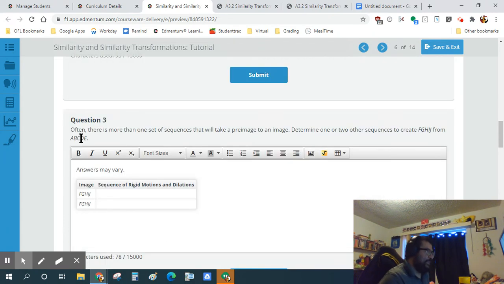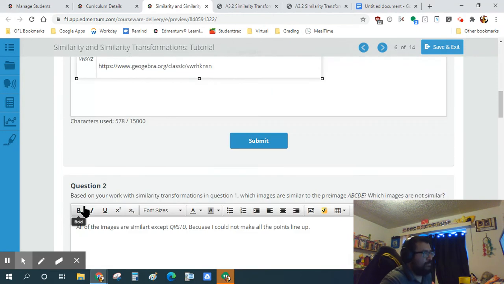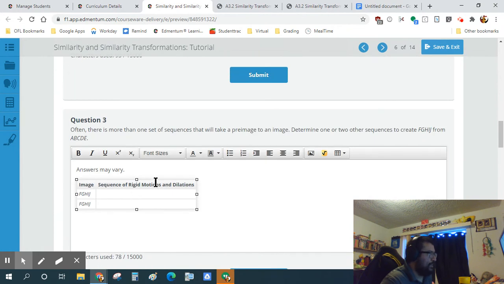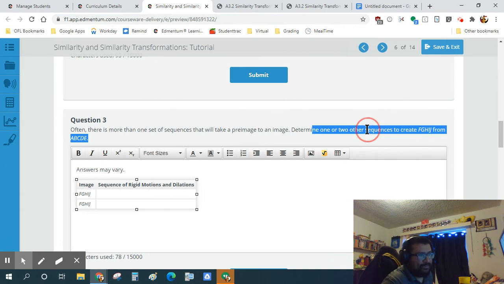Right? And then here it says often there is more than one set of sequences that will take a preimage to an image, determine one or two other sequences created from this. Okay, so one or two, for time's sake. We technically already created one, so I'm not going to spend time creating another two. I'm going to create another one, and that kind of classifies as doing the two.